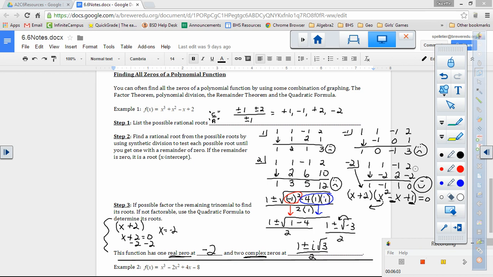Complex because they have both an imaginary unit and a radical in them. So I have found all 3 roots. 1 was real and 2 were irrational. Okay, let's move on to the second example. I'm going to scroll my page up.